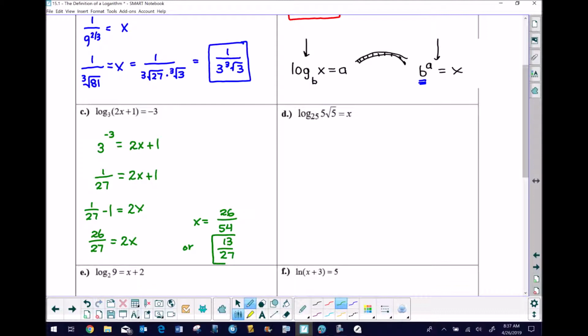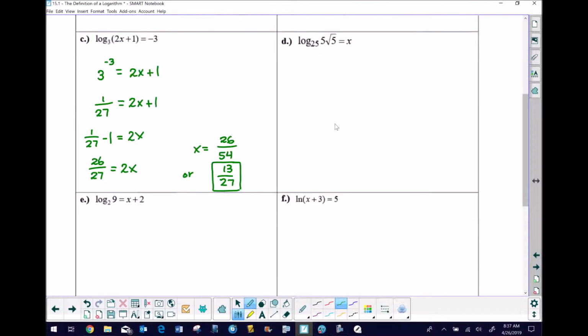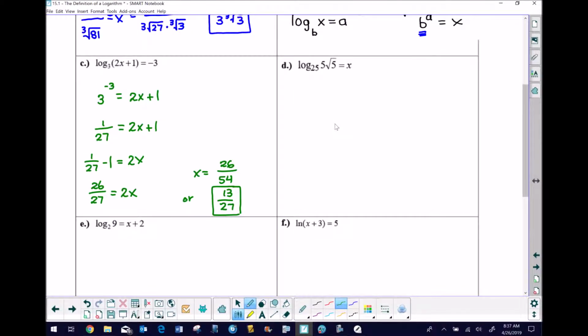Now I'm going to go ahead and pause the video, and I would like for you to practice your skill in crossing this bridge and rewriting these logarithm expressions as exponential for D, E, and F, and then you can check your answers with me in just a moment.